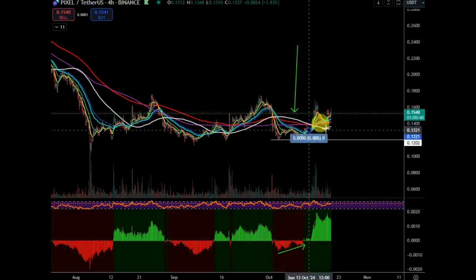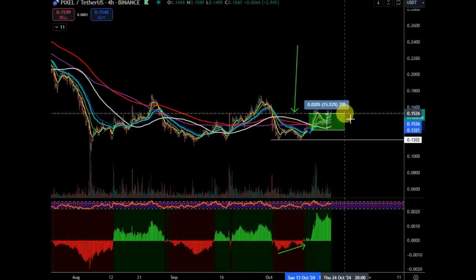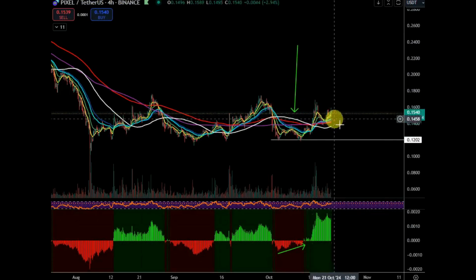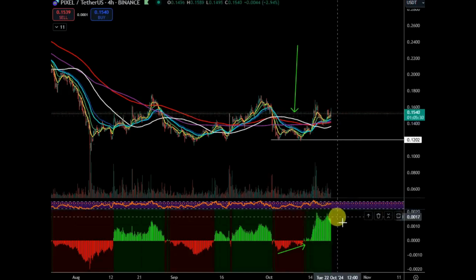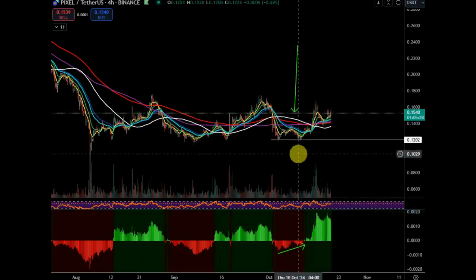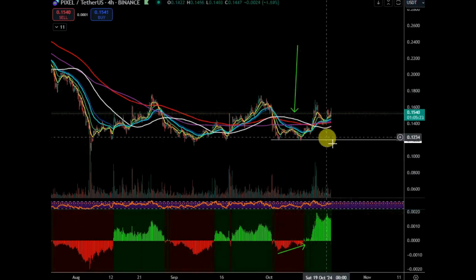Even if you got in here and didn't get in that early, that's still a 25% bounce potentially, and still up 15%. This looks to be consolidating in a bullish manner. Sentiment seems to be still strong so far, at least. But yeah, I'm just saying it's good to look out for these.